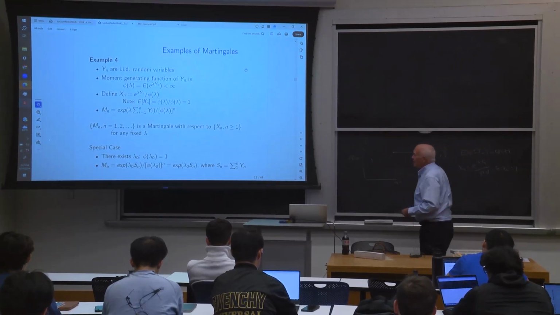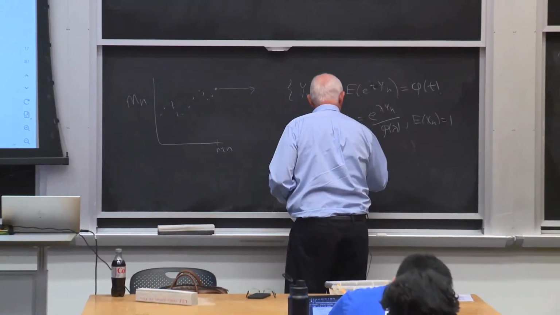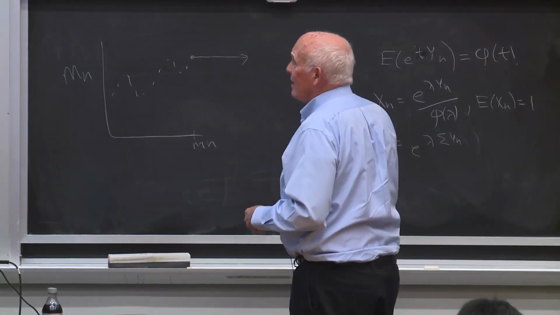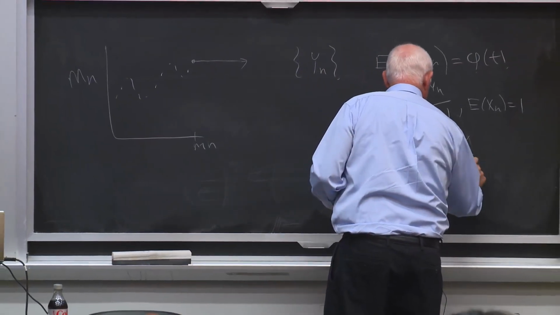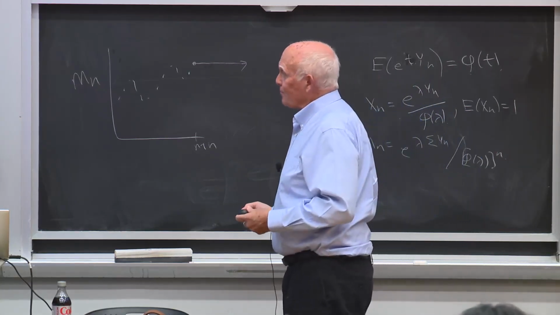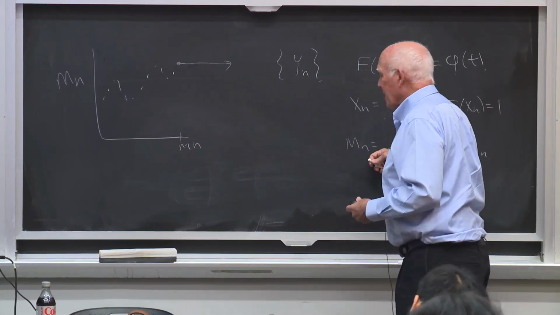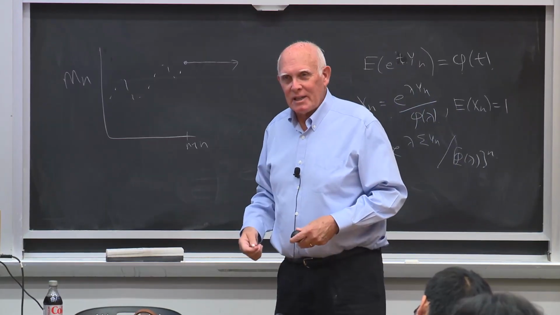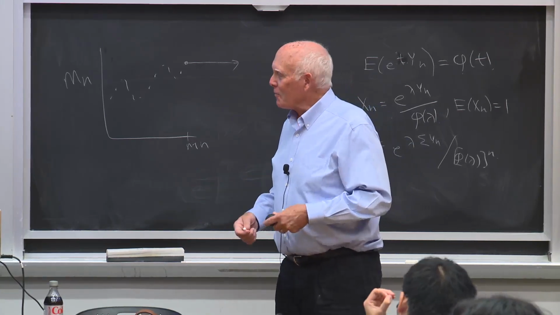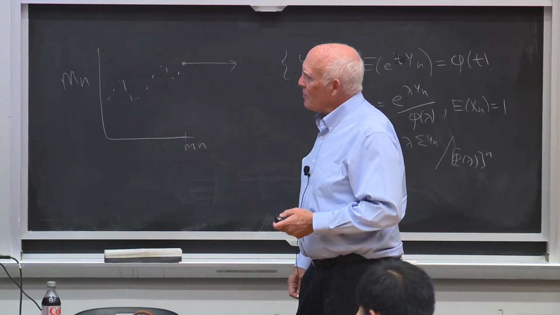And if we take the product of these X's, we basically have M sub n equaling e to the lambda times the sum of the Y_n's, divided by phi of lambda to the nth power. This will also be a martingale. And what we'll see towards the middle of this lecture is that this particular martingale can be used to solve probabilities of gambler's ruin when you have gambles that have different probabilities of success versus failure, not necessarily equal fair bets.